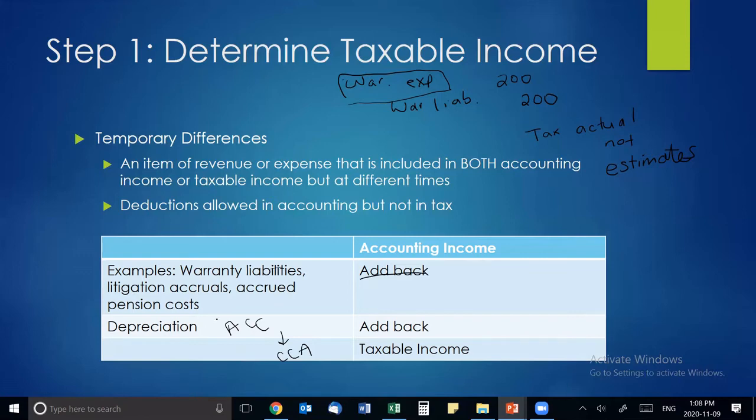So the Income Tax Act doesn't allow you to record depreciation, but it does allow you to record CCA. So we have to add back our depreciation amounts because we would have deducted it in order to get accounting income. So we have to add it back in order to get taxable income.